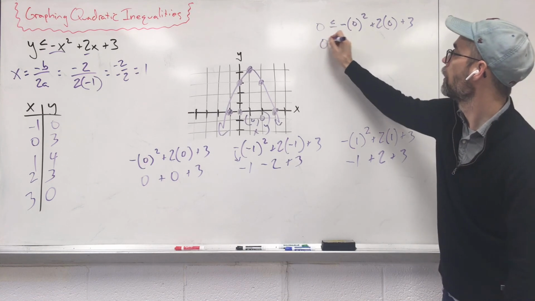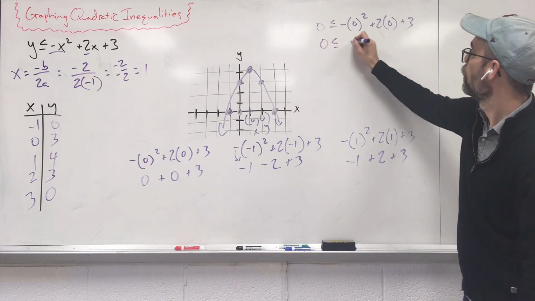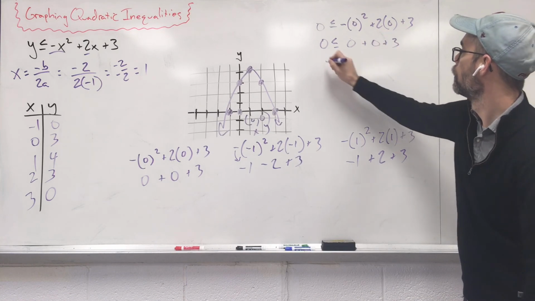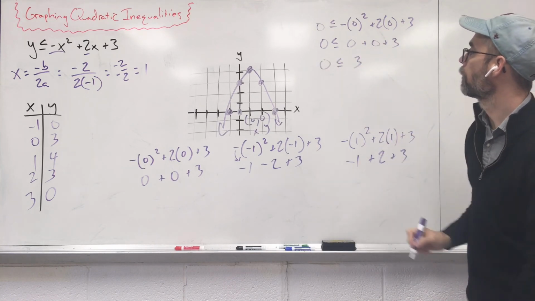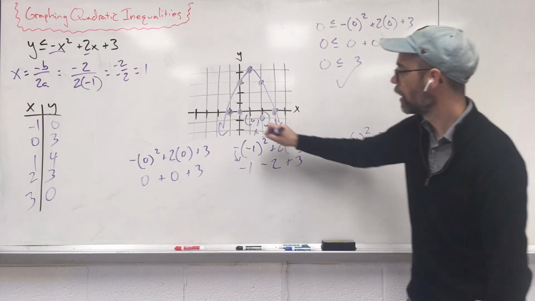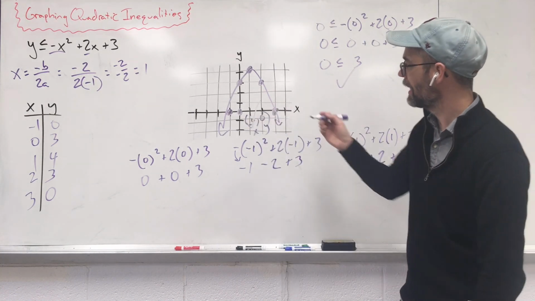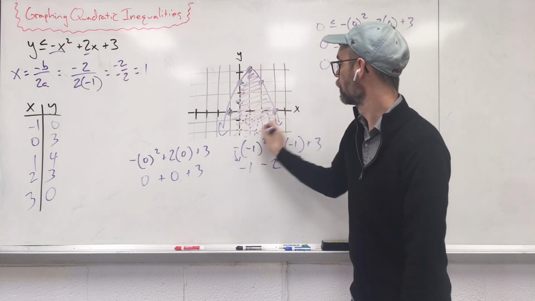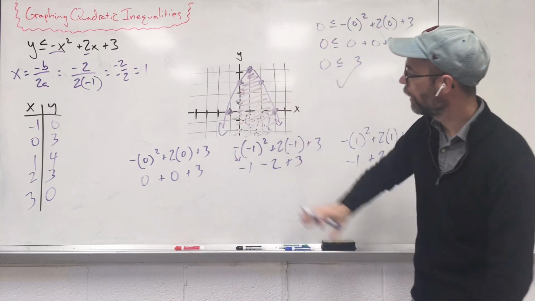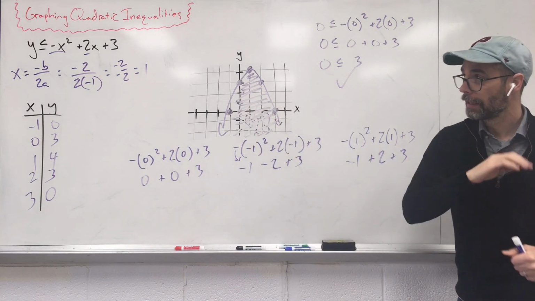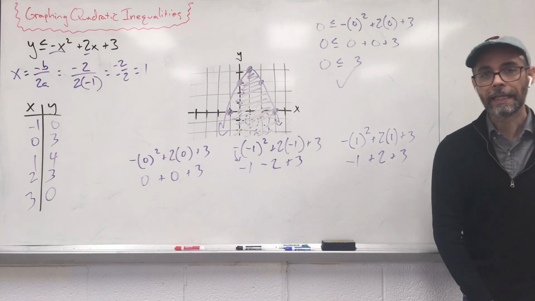And let's simplify. Is 0 smaller than 3, or is 3 bigger than this? Yeah, I like that. That makes sense. That means this makes sense, and that means everything else inside makes sense. So all that inside the parabola gets colored in. And that is graphing quadratic inequalities.